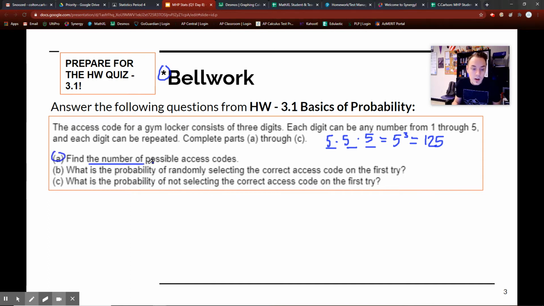So 125 is the number of possible access codes, and that's what A wants. Find the number of possible access codes. We already did that. A is 125 ways. 125 different access codes. Okay?